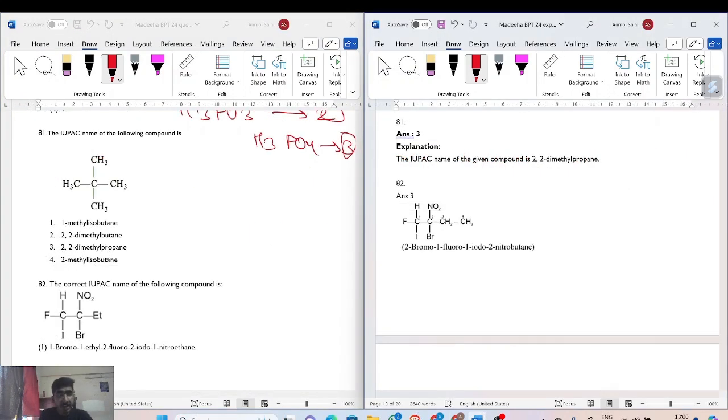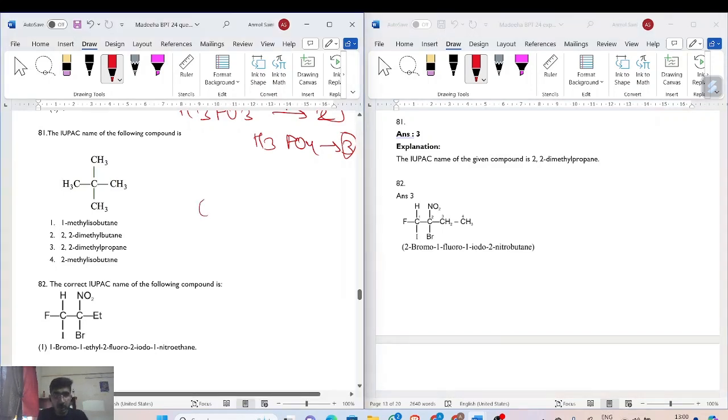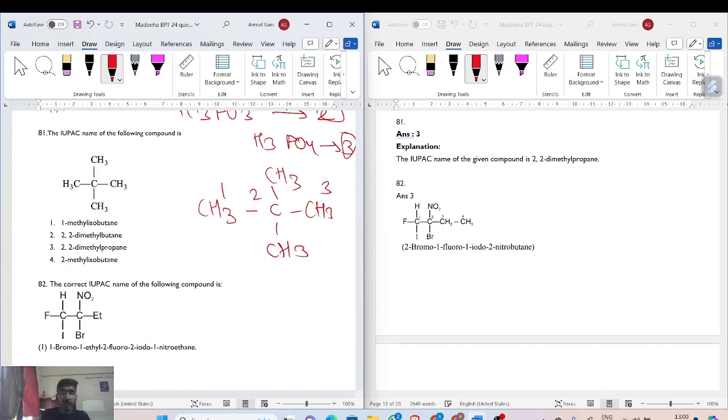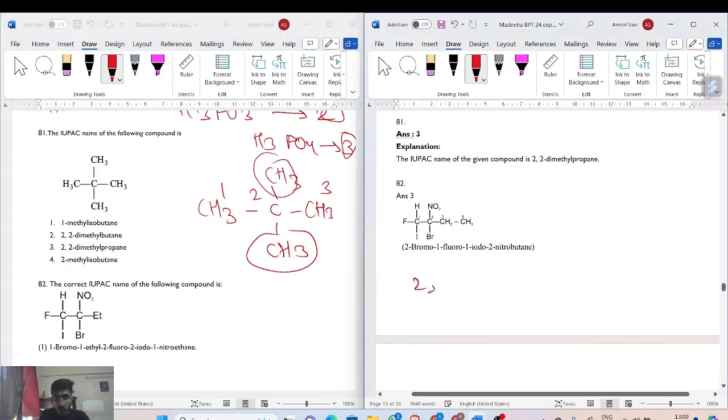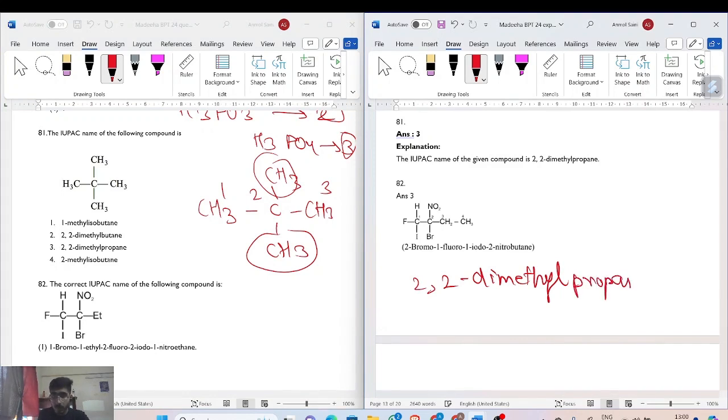Now question number 81. The IUPAC name of the following compound is. Here we have to find the IUPAC name of this compound: CH3, C, CH3, CH3, and CH3. The numbering will be 1, 2, 3. There are two methyl groups at position 2, so it will be 2,2-dimethyl, and then we have the propane chain. So it will be 2,2-dimethylpropane. This is a very easy question, so the correct answer will be option number 3.